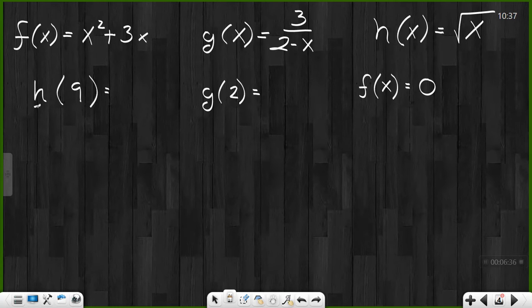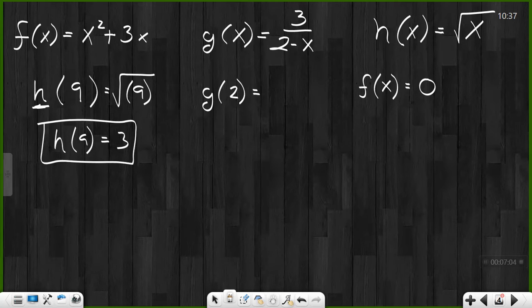The goal is that this h tells me which of my 3 relations to use. So regardless of where h of 9 is on my paper, h of 9 means use the h relation and plug in 9. So even though h is over here on the left and my relation was told to me up here on the right, it doesn't matter. The name tells you which relation to use. So in this case, h of 9 is going to be the square root of 9, and therefore h of 9 equals 3.